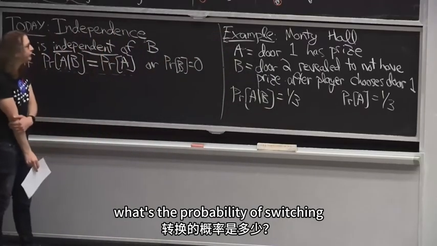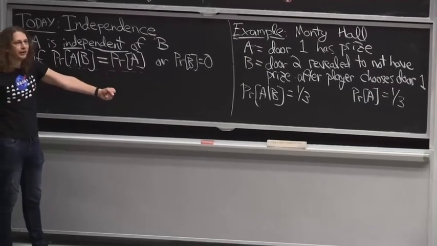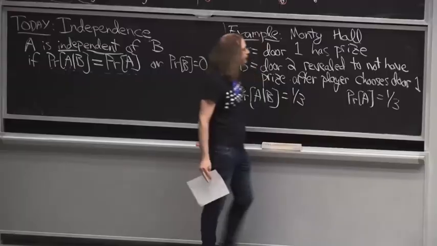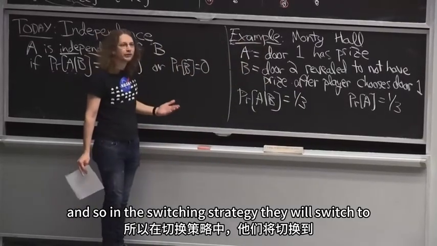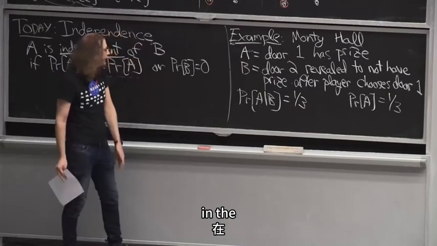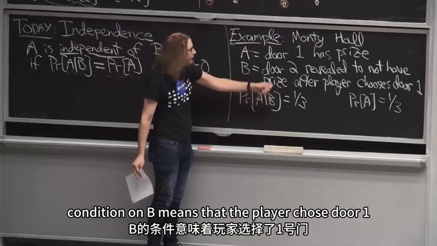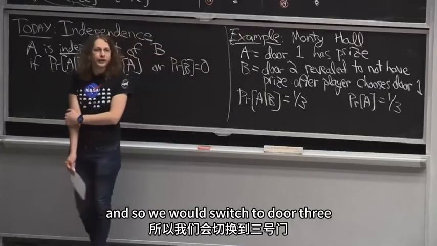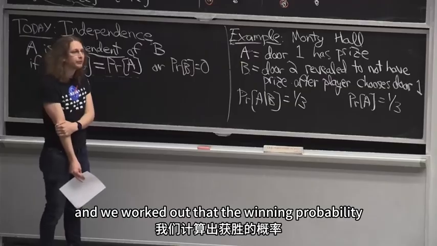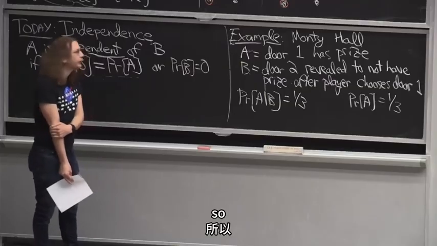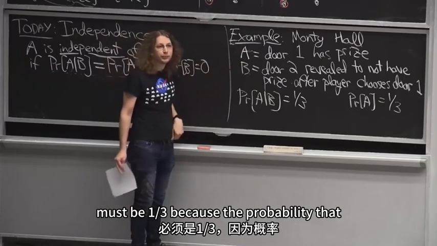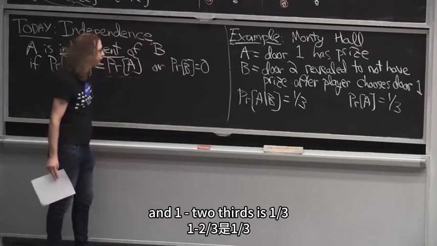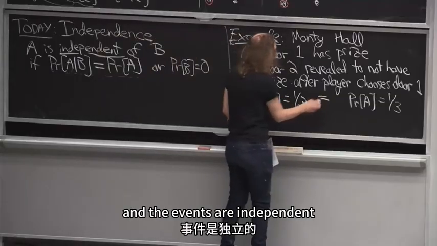Because what we computed was the probability of the switching rule winning. So we're supposing here the player chose door 1. In the switching strategy, conditioning on B means that the player chose door 1, and door 2 was revealed not to have the prize, and so we would switch to door 3. And we worked out that the winning probability in the switching strategy was 2/3. So that means the probability that door 1 has the prize must be 1/3, because the probability that door 3 has the prize is 2/3, and 1 minus 2/3 is 1/3. So indeed, these are equal, and the events are independent.